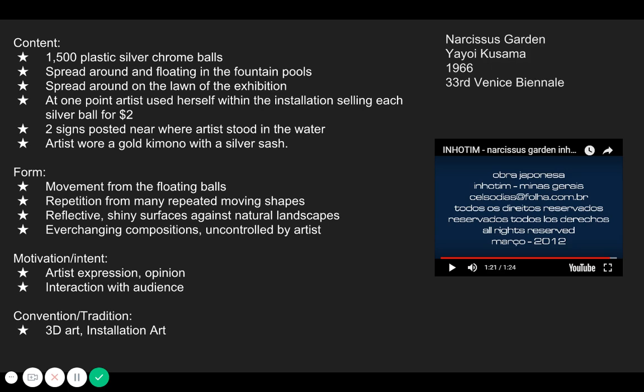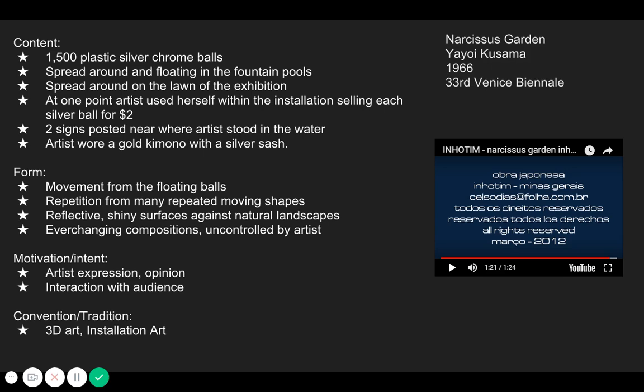When having to put something down for form, you have actual movement from the balls that are floating around or rolling around the grasses. You have a ton of repetition, a repetition of form and shape. And you have an extremely highly reflective shiny surface that again is in juxtaposition against these natural landscapes. And then you have these compositions that are ever changing, and they are also uncontrolled by the artist.